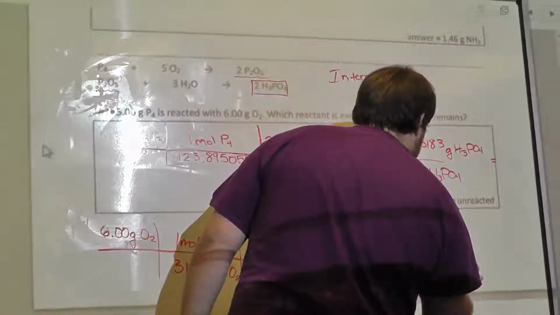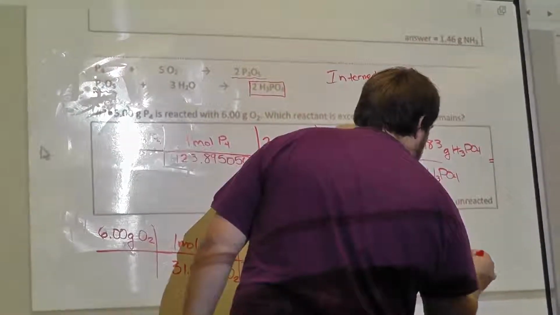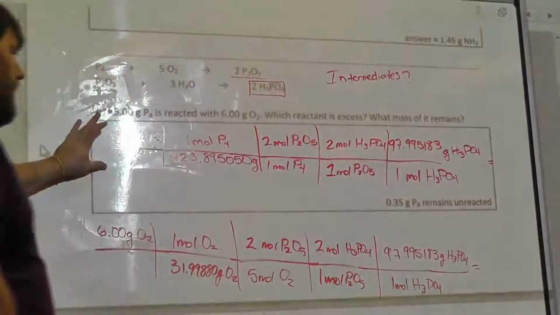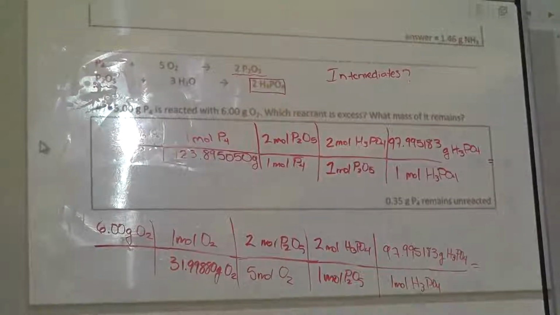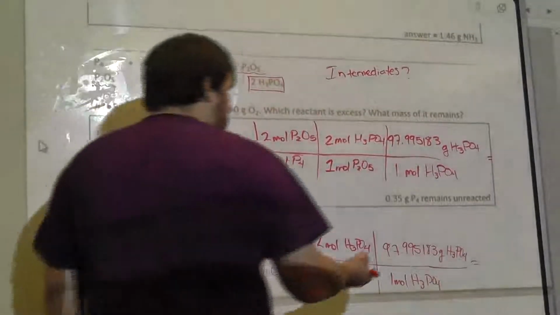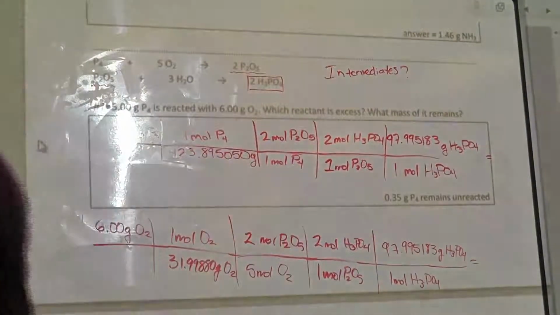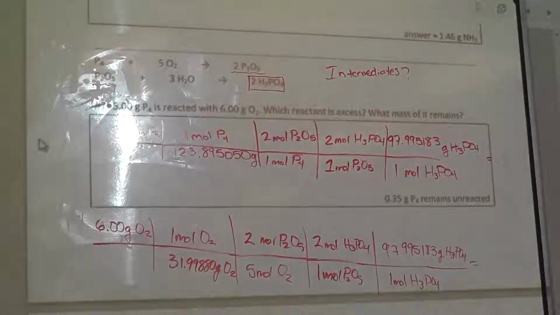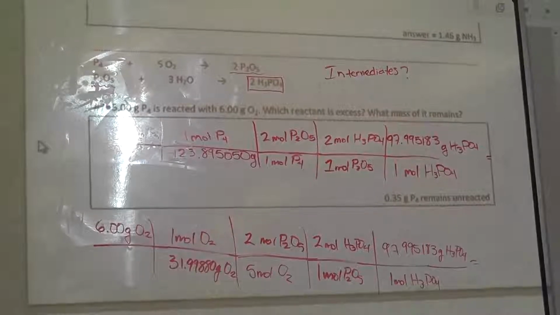97.995183. So then you would calculate these two out, and what you're going to get is that your limiting reactant is going to be whichever one is less, whichever one gets used up first.